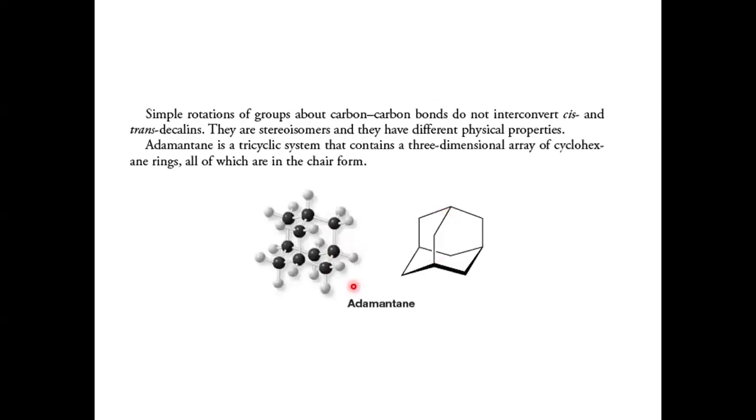The other one, cyclic compounds, fused, you have the adamantane. So how do you name this? Adamantane is a tricyclic system that contains a three-dimensional array of cyclohexane rings. You can count that there are 1, 2, 3, 6, and on the other side, it's also 6 carbons. So it's a three-dimensional array of cyclohexane. I hope that you're able to follow.